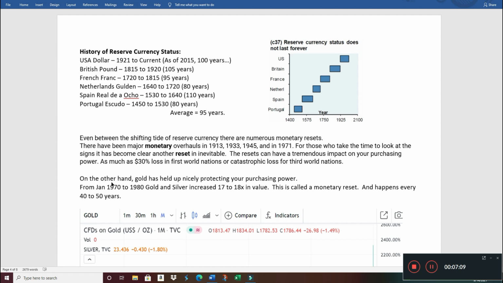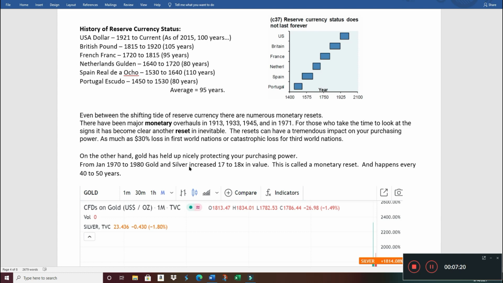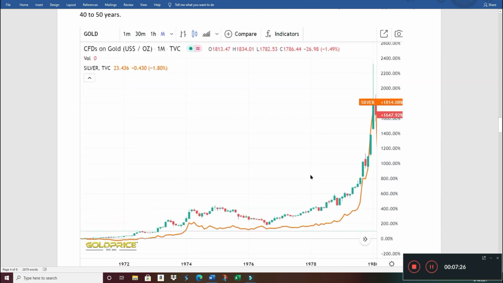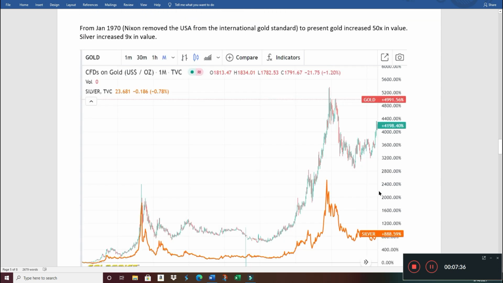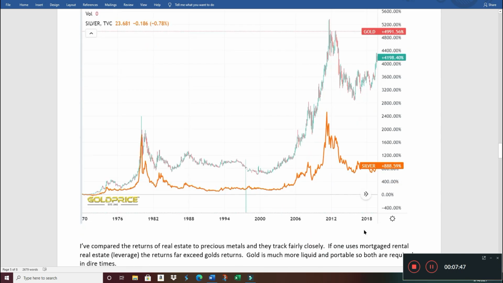So then we said, let's go look at gold, how gold has done on here. So has gold held up nicely? From 1970 to 1980, gold and silver increased 17 to 18 times in value. And this was a monetary reset that happens every 40 to 50 years. So that's what this looks like. You get like a moonshot thing here. So from 1970 to present now, we actually have gone up for gold 42 times in value, and silver is about 9 times in value.